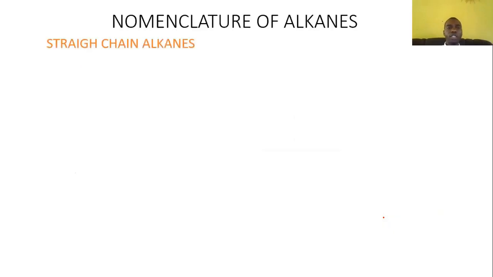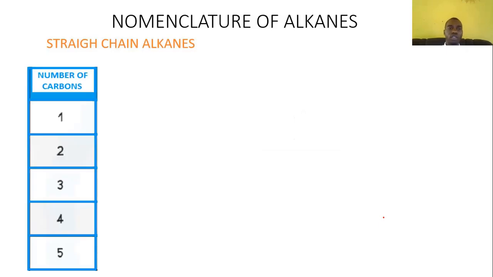All right, so nomenclature of alkanes. Alkanes are the simplest of all the homologous series in organic chemistry, and as such, they form the basis for naming other organic compounds. Okay, straight chain alkanes. Let's look at the number of carbons there.